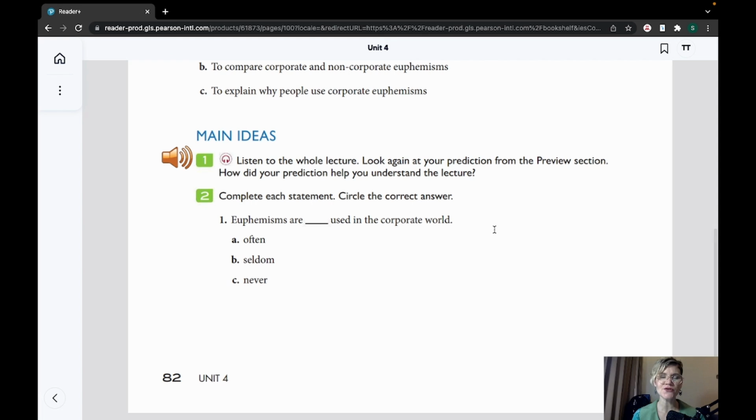Okay, now listen to the whole lecture. Look again at your prediction from the preview section. And how did the prediction help you understand the lecture? It gave you a focus on what to listen for. So remember, topic, purpose, and then know what type of listening section it is. In this case, it's a lecture. I'm going to turn it on and you are going to answer questions 1 until 5 while listening.